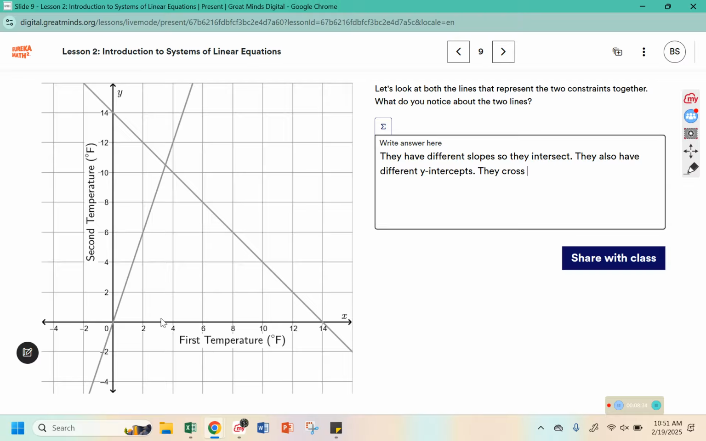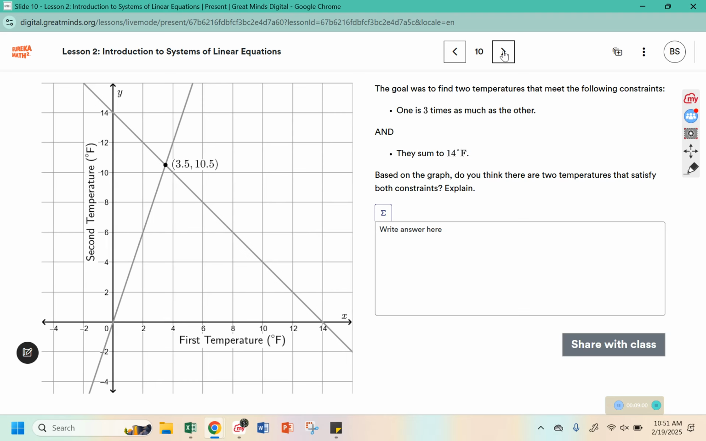It looks like they cross somewhere around 3.5, maybe 3.2, and maybe 10 or 11, 10.5 or 11. The goal was to find two temperatures that meet the following constraints. One is 3 times as much as the other, and they have a sum of 14 degrees. Based on the graph, do you think there are two temperatures that satisfy both constraints? Explain.